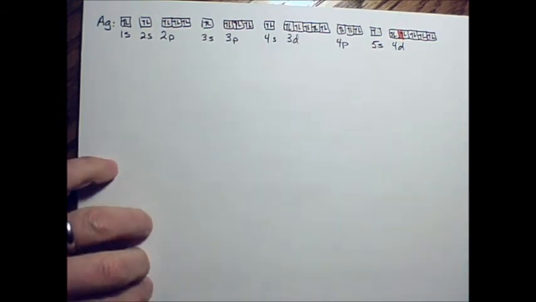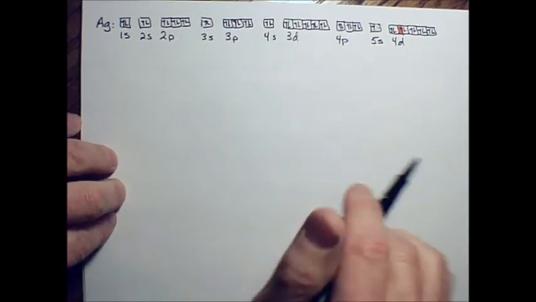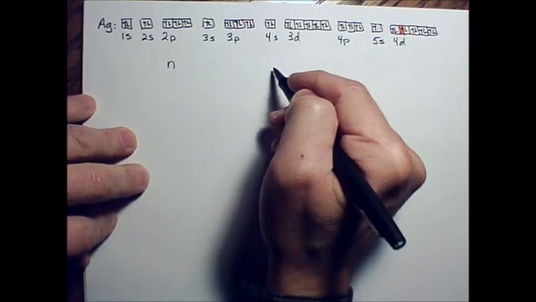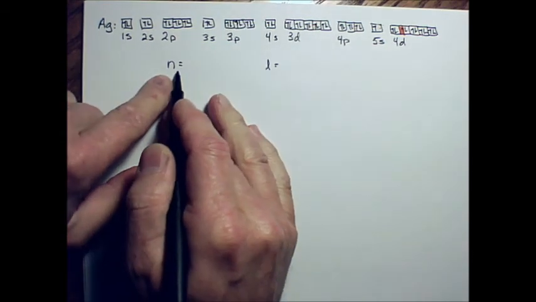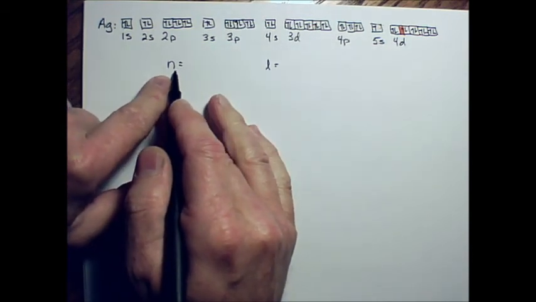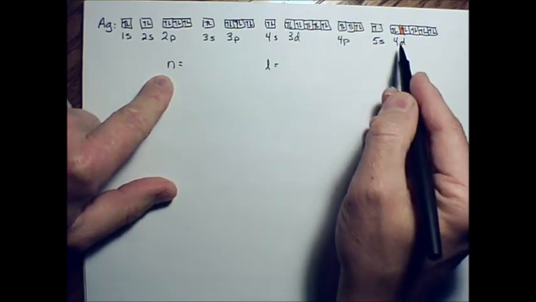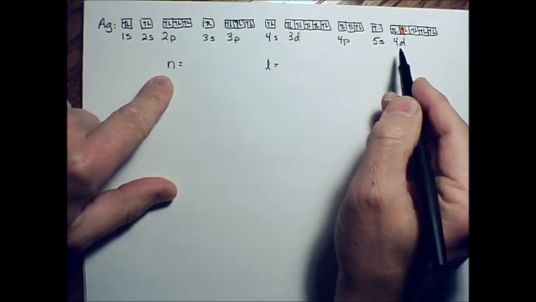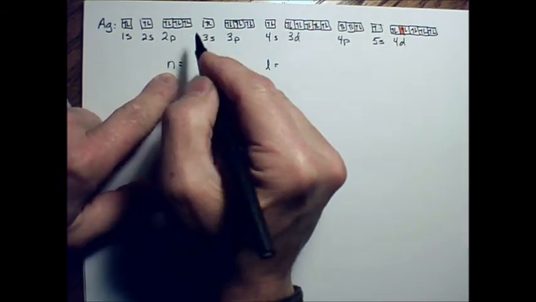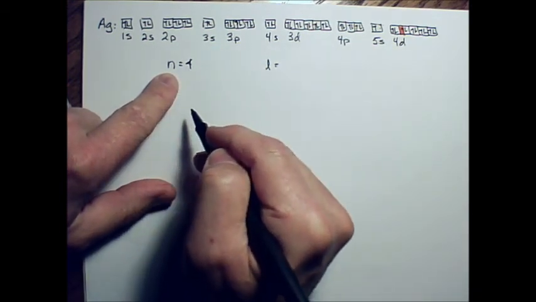All right. So we want the first two quantum numbers. They're symbolized by n and by l. Okay? And n is the primary energy level the electron is located in. And it's located in the fourth primary energy level. That coefficient 4 right there tells you it's in the fourth primary energy level. So n equals 4. Okay?